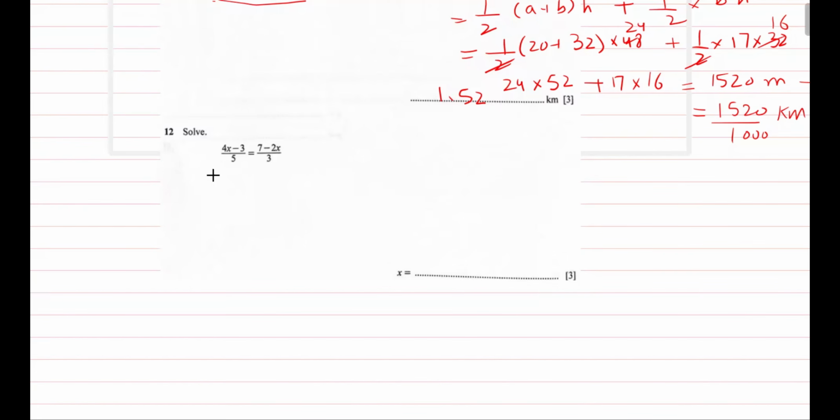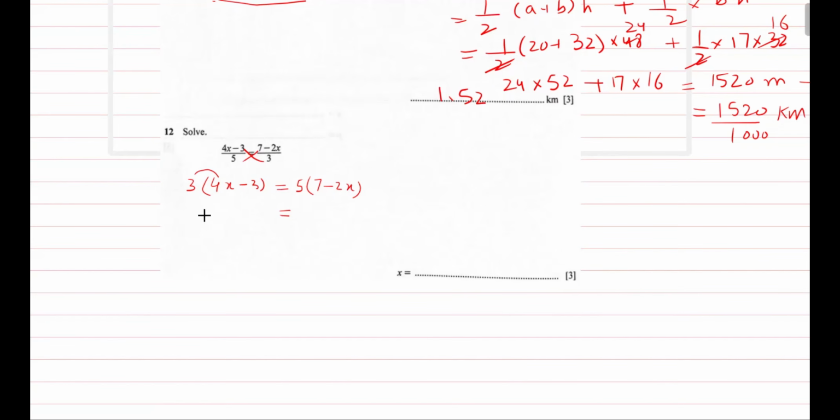Question 12, solve the equation 4x minus 3 over 5 equal to 7 minus 2x over 3. To solve this equation, we will cross multiply. In this cross multiplication, we will multiply the left side numerator by the right side denominator, and the right side numerator is multiplied by the left side denominator. After doing this, we will expand this equation.